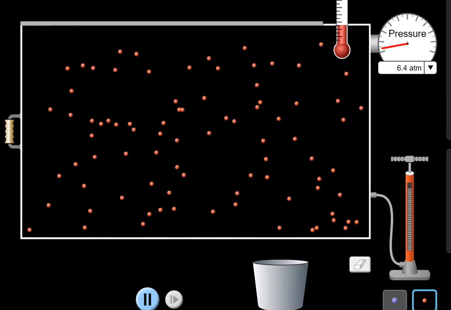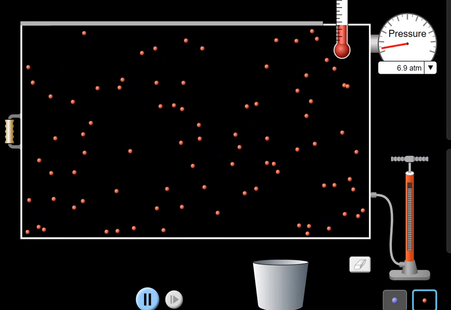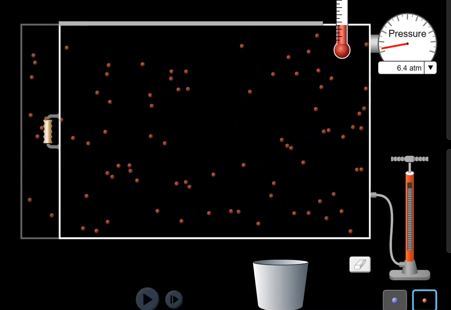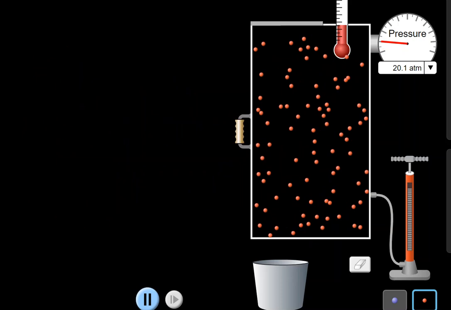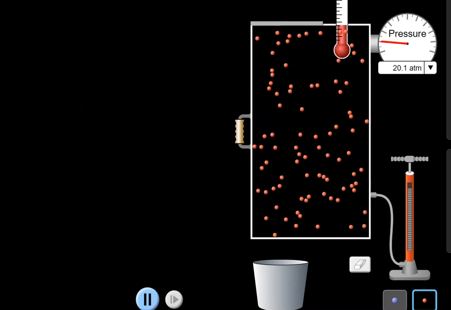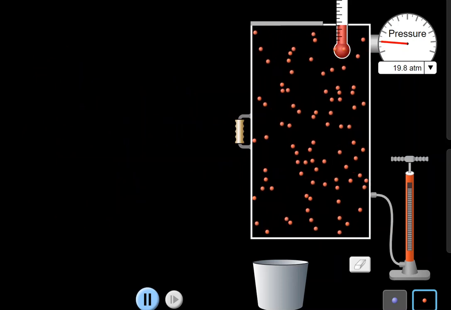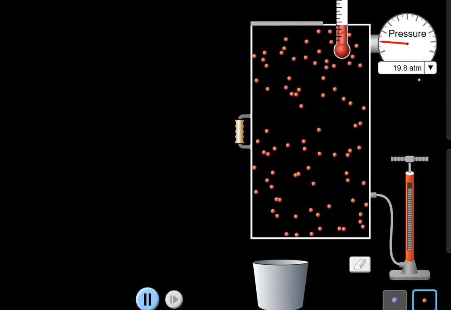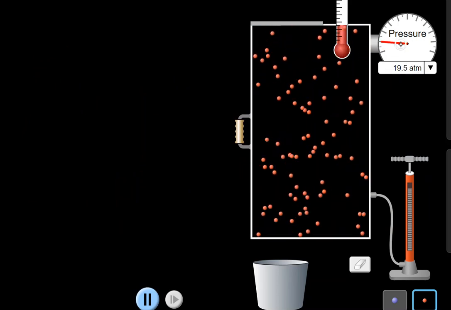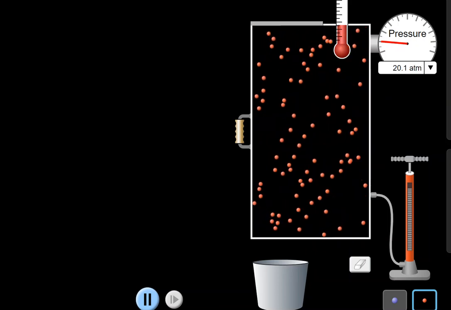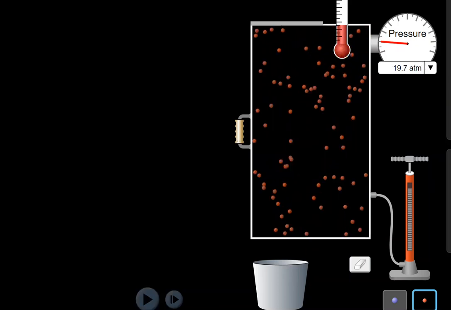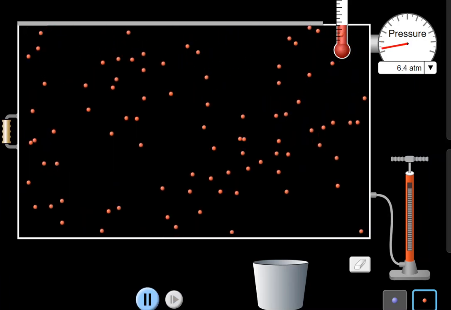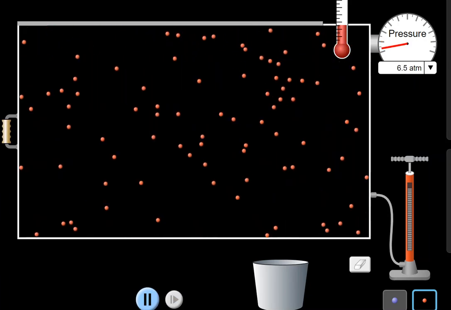So if you look at that for a minute and how often it's being hit, then I'm going to change the volume. I'm going to compress this gas and look at how much more often it is being hit. You can also see the pressure on this gauge change. I'm going to do the other way around. I'm going to let it expand. It was around 19, now it's at 6 to 7.